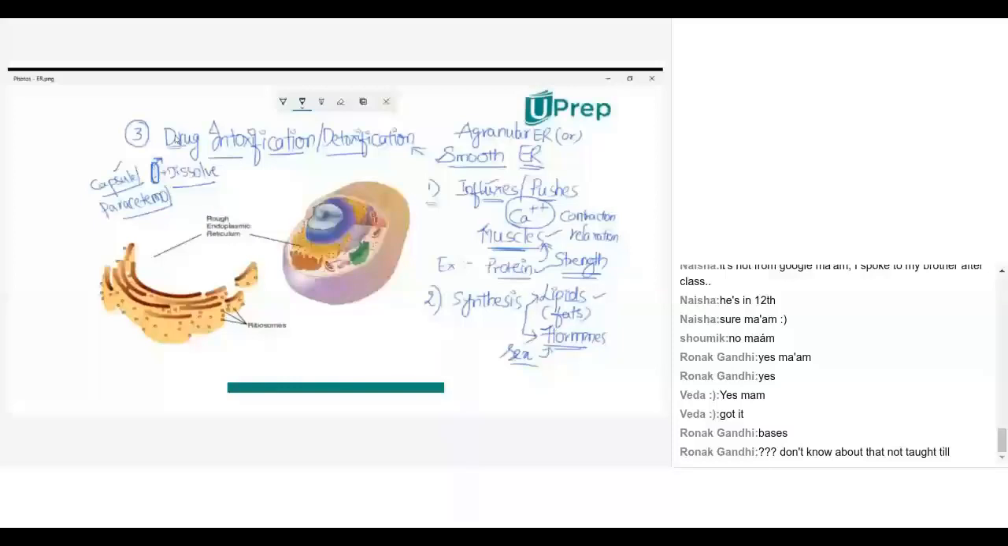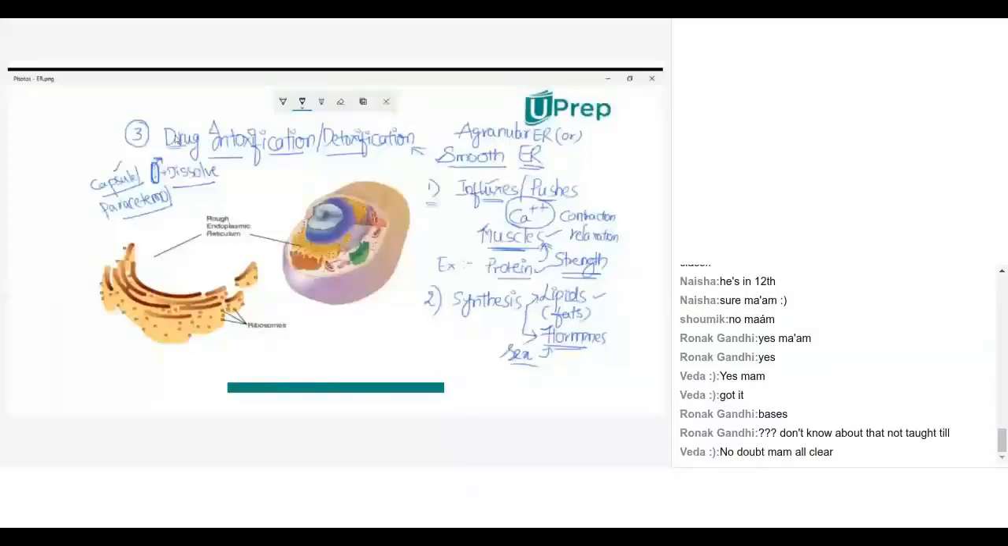Okay, that was not taught till now. No problem, I'm telling now. OH we call a hydroxyl group. Adding the hydroxyl group to the drug makes the drug detoxified, which will be done by the smooth endoplasmic reticulum.